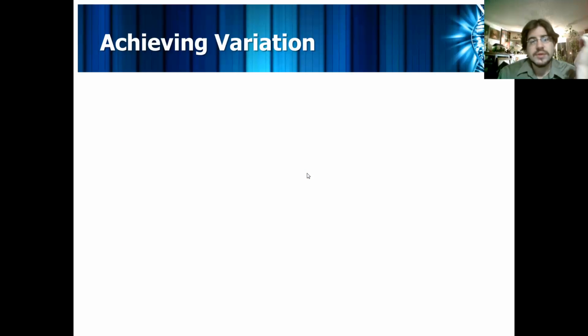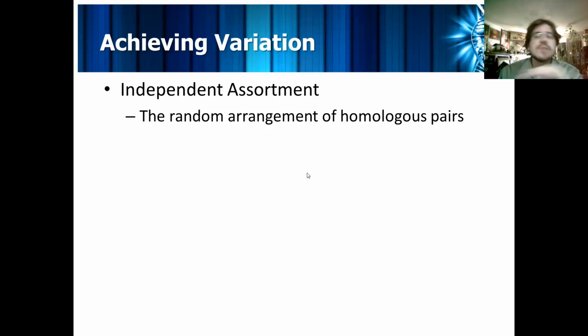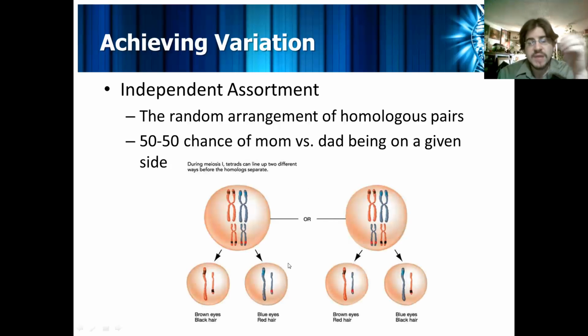So, how do we get genetic variation? Well, one of the ways we get genetic variation is independent assortment. Independent assortment is the random arrangement of homologous pairs during metaphase 1. What do I mean by that? Well, there's a 50-50 chance of a chromosome from mom versus a chromosome from dad being on a given side of the metaphase plate. Why does that matter? Well, it's everything.